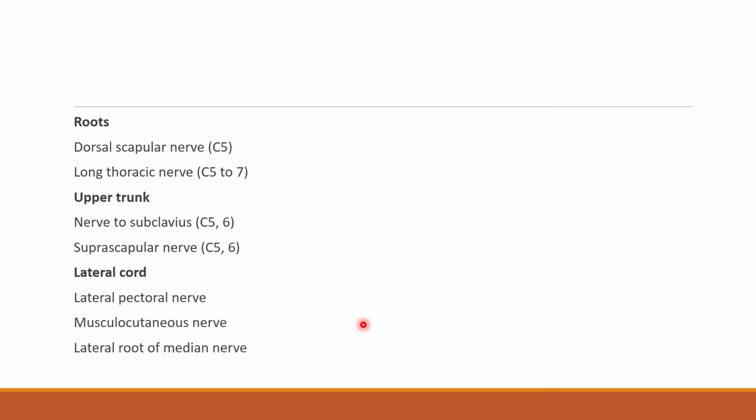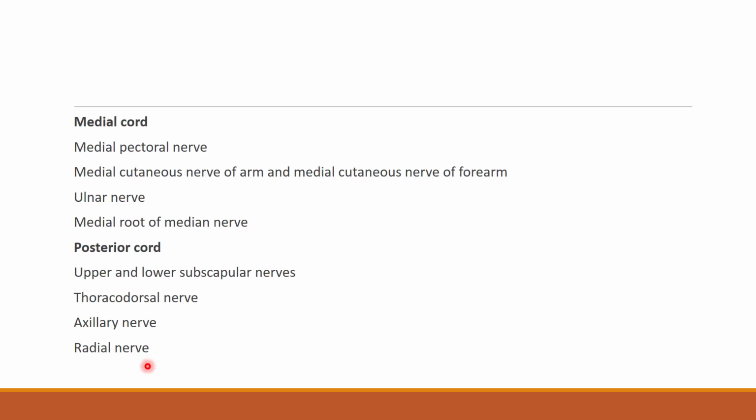So this is the summary. The roots have given the dorsal scapular and the long thoracic nerves. The upper trunk has given the nerve to the subclavius and the suprascapular nerve. The lateral cord has given the lateral pectoral nerve, the musculocutaneous nerve, and the lateral root of the median nerve. The medial cord has given the medial pectoral nerve, the medial cutaneous nerve of the arm, the medial cutaneous nerve of the forearm, the ulnar nerve, and the medial root of the median nerve. The posterior cord has given the upper and lower subscapular nerves, the thoracodorsal nerve, the axillary nerve, and the radial nerve.